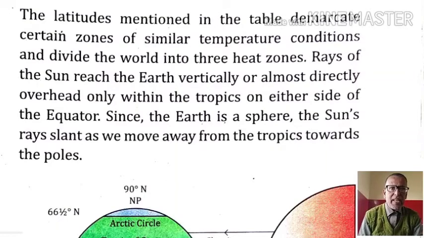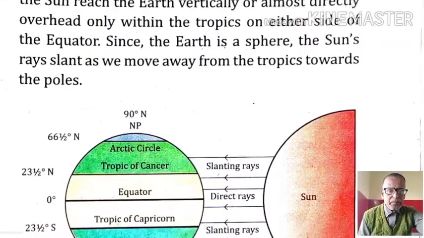So we see that there are 3 heat zones, and these heat zones are there on the basis of important parallels of latitudes. So parallels of latitudes are the determining factors, determining areas where the heat zones fall or where the heat zone is named. So let us deal with that figure wise.